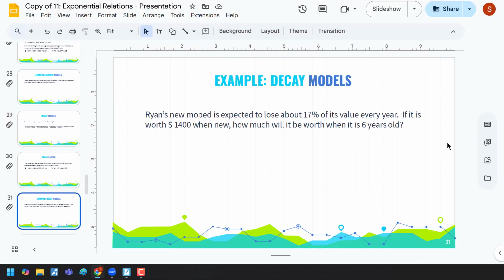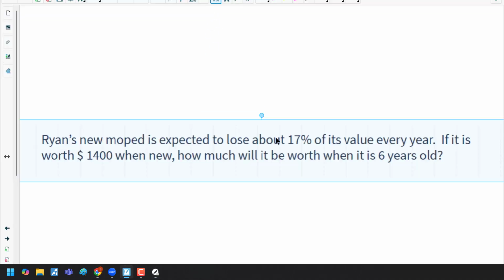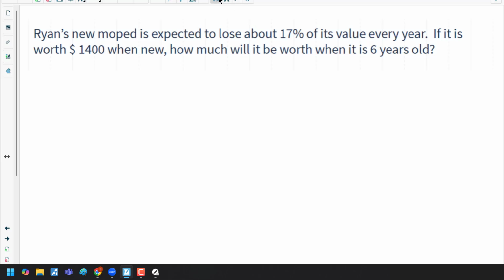So here we have an example. Ryan's new moped is expected to lose about 17% of its value every year. If it is worth $1,400 when new, how much will it be worth when it is 6 years old? It's a very real world problem. Cars or vehicles depreciate. Even just shiny new items always depreciate after you buy them.